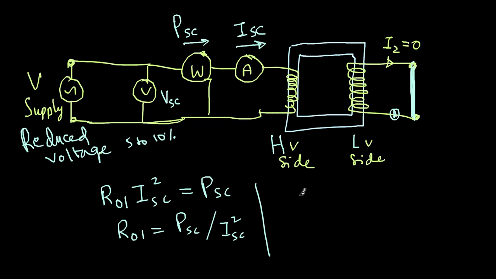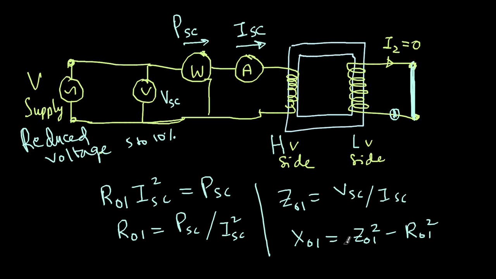How to find X01? Simply, again, here you see, what do we have? We have VSC, ISC. So Z01 will be VSC divided by ISC. Therefore, from this I can find X01. That will be the square root of Z01 square minus R01 square. This way. So that's it. We are taking three readings, 1, 2, 3. From these three readings, we are finding these two parameters, R01 and X01.